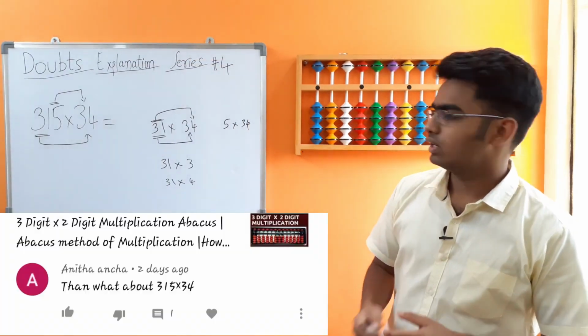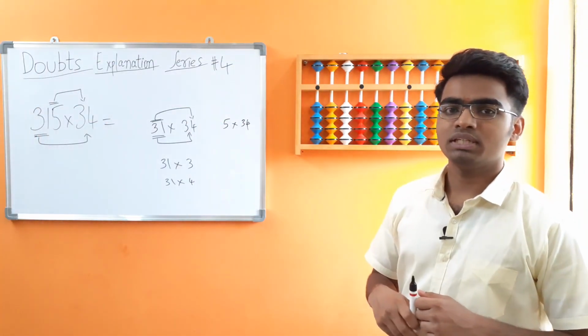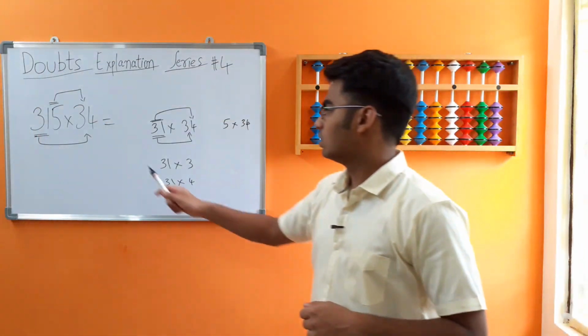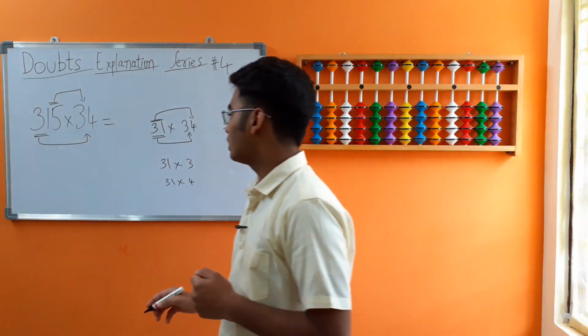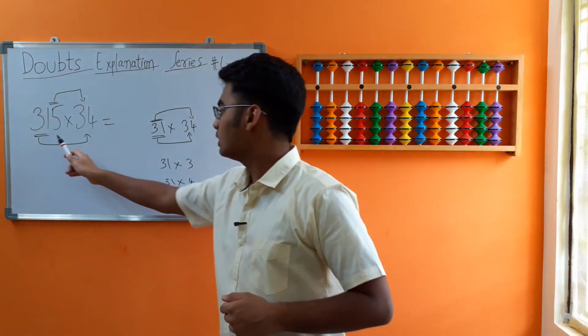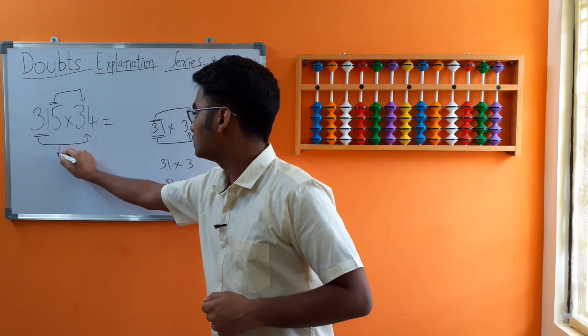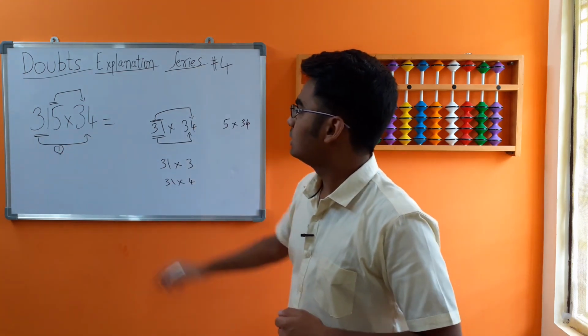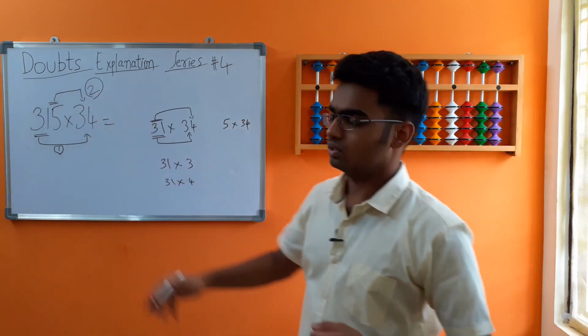Now we have a 3-digit multiplied by a 2-digit. This sum is very interesting. Please pay attention. 315 into 34. As you know, we are going to break this sum into multiple parts. The first part is going to be multiplying 31 into 34. Second part is going to be multiplying 5 with 34, right?